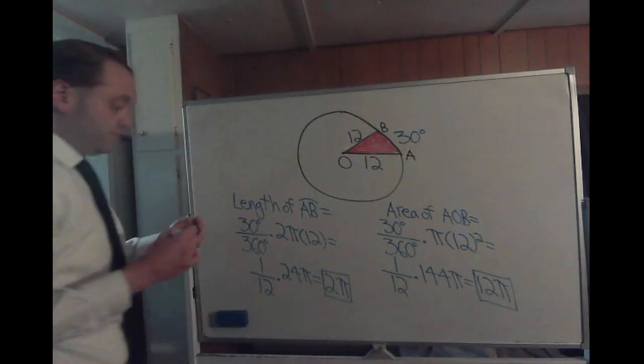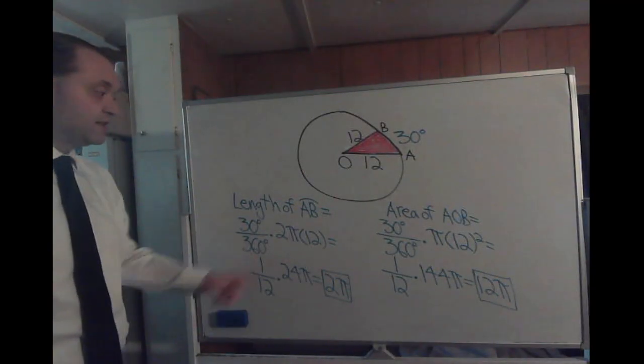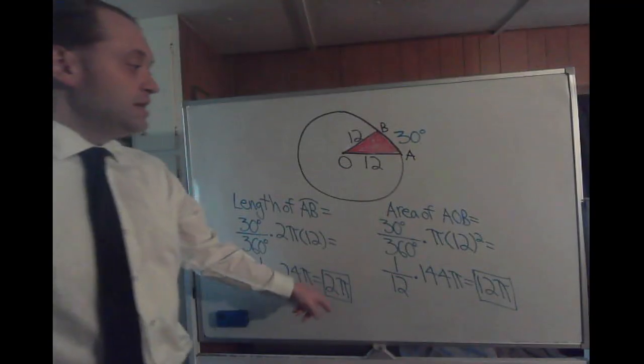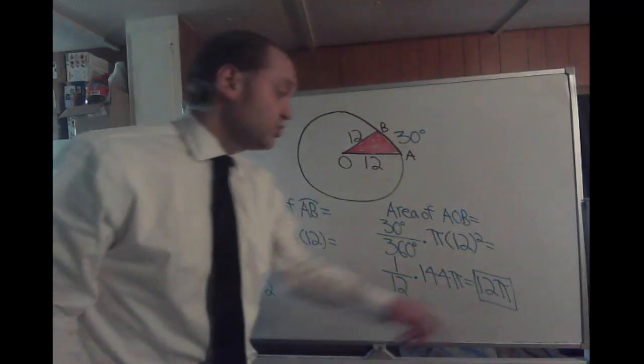So for this one here, you should get the length of arc AB being 2 pi, and the area of sector AOB being 12 pi.